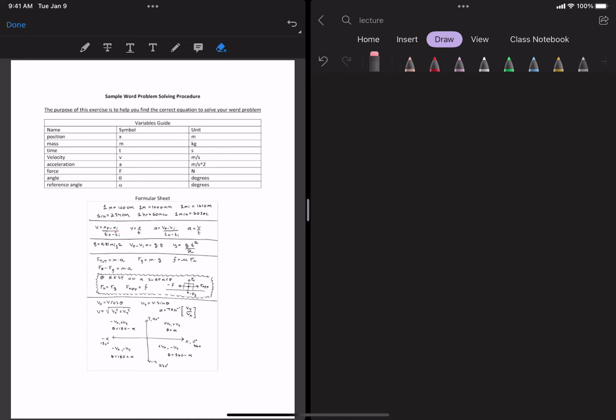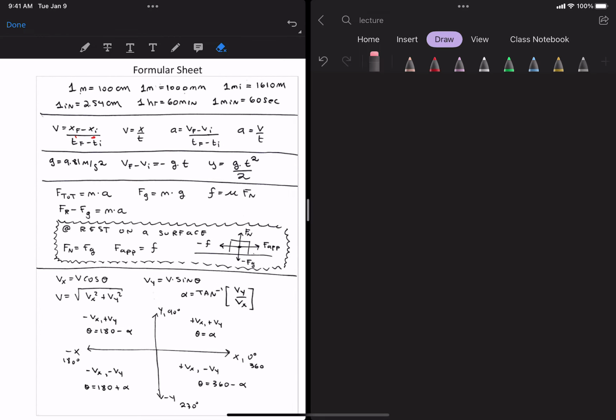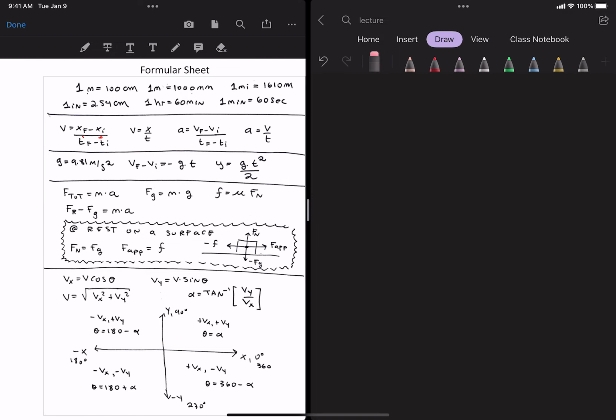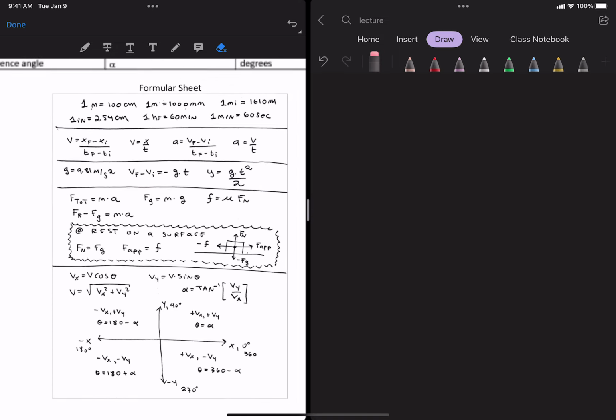Hi everyone, here we're going to go over a guide for how to solve word problems. So this is not a lesson on any kind of physics principle. This is just about the mechanics of how to solve any kind of word problem that you'll encounter in this class.